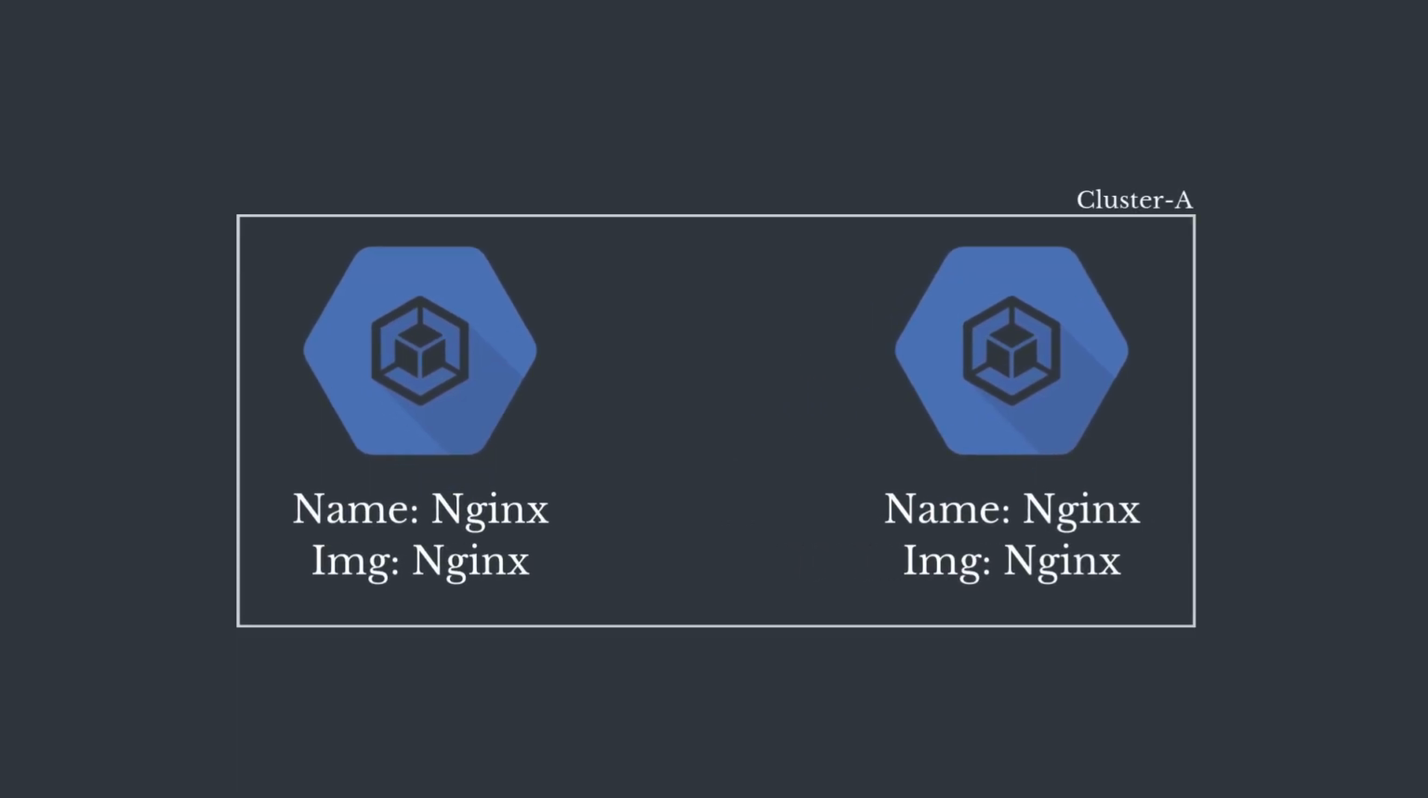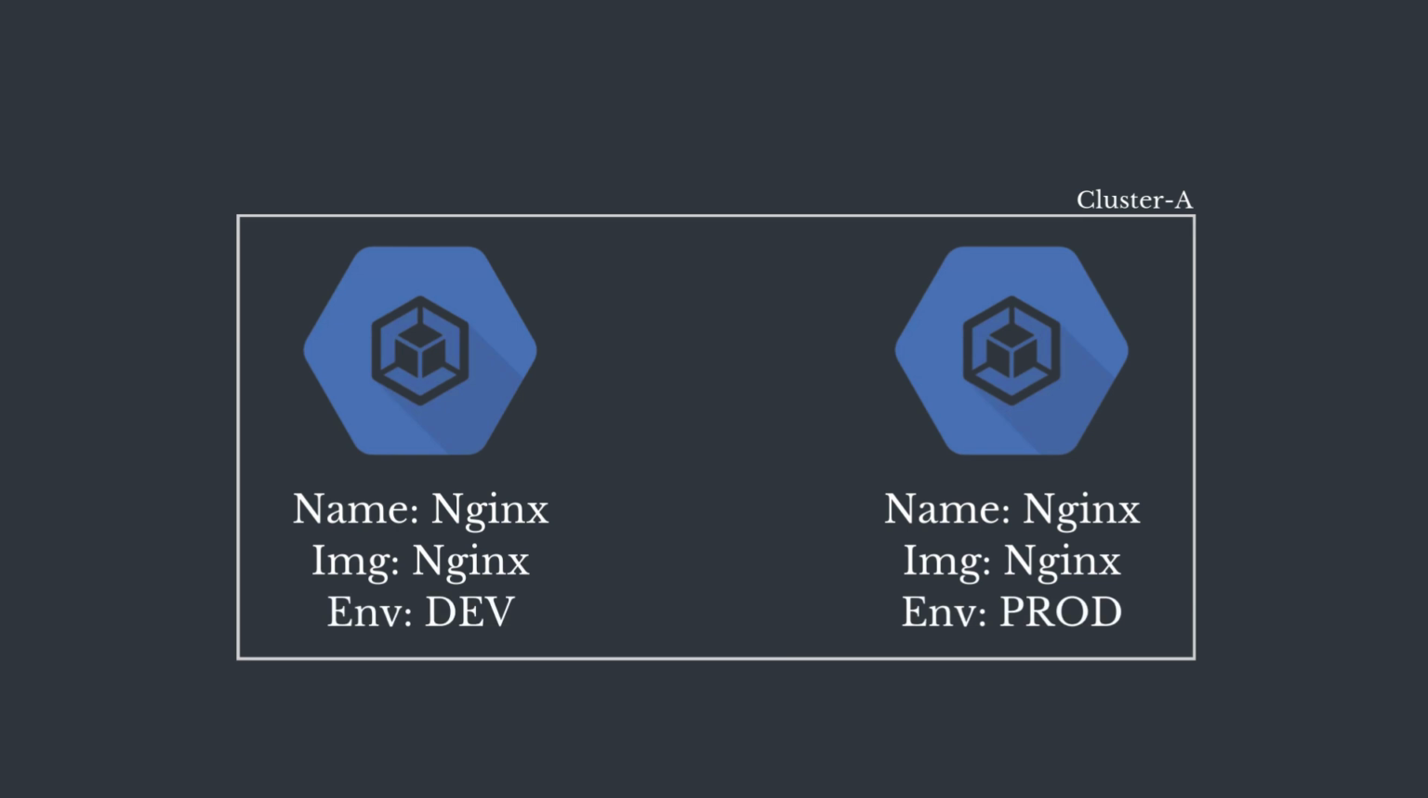You are running them in the same cluster, but one is for your production environment and the other is for your development environment. Since both pods share the same name and are in the same cluster, it becomes tricky to manage them. For example, if you want to update or delete the pod in the development environment, it would be hard to tell which pod belongs to which environment because of the identical names. This is where namespaces come in.